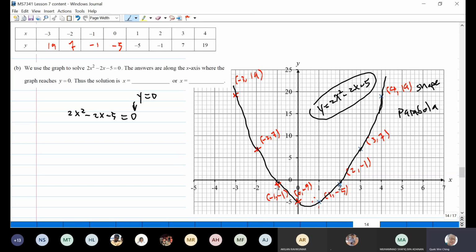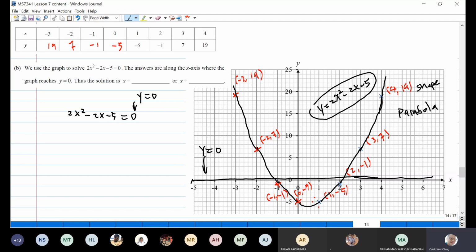What does it mean by y equals 0? Y equals 0 means where it cuts the x-axis. Just look at the x-intercept, right? Where it cuts the x-axis, put y equals 0. So where is it now? Y equals 0 is the x-axis here. This line is y equals 0.